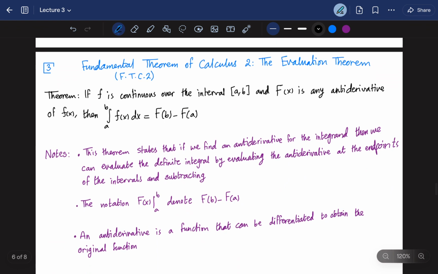Now for the second part of this theorem, we have the same exact condition. My function is continuous on a closed interval [a, b]. But here, I want to evaluate a definite integral. So it's pretty easy. I just want to find an antiderivative. Once you find the antiderivative, the value of the definite integral is just plugging in the upper bound into your antiderivative and then subtracting your antiderivative at the lower bound.